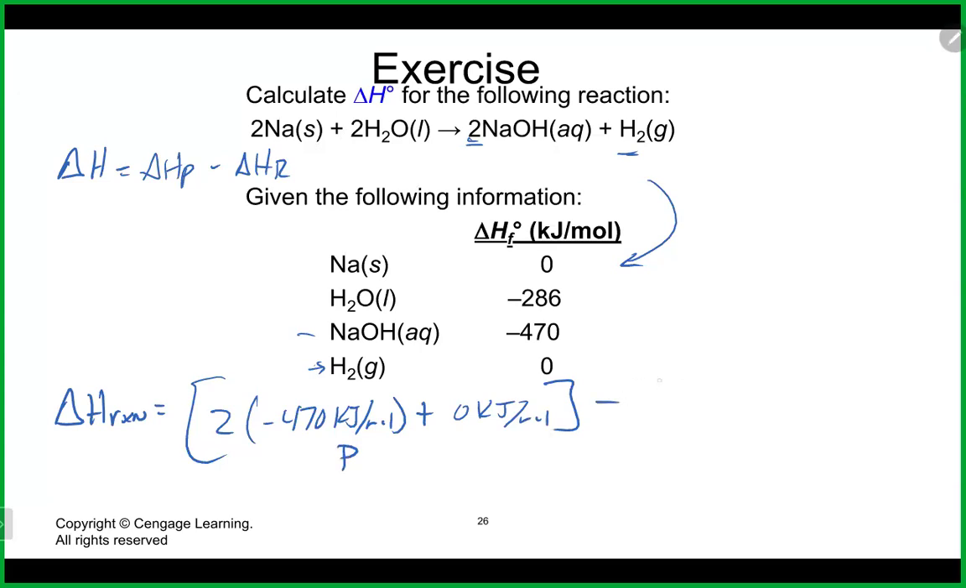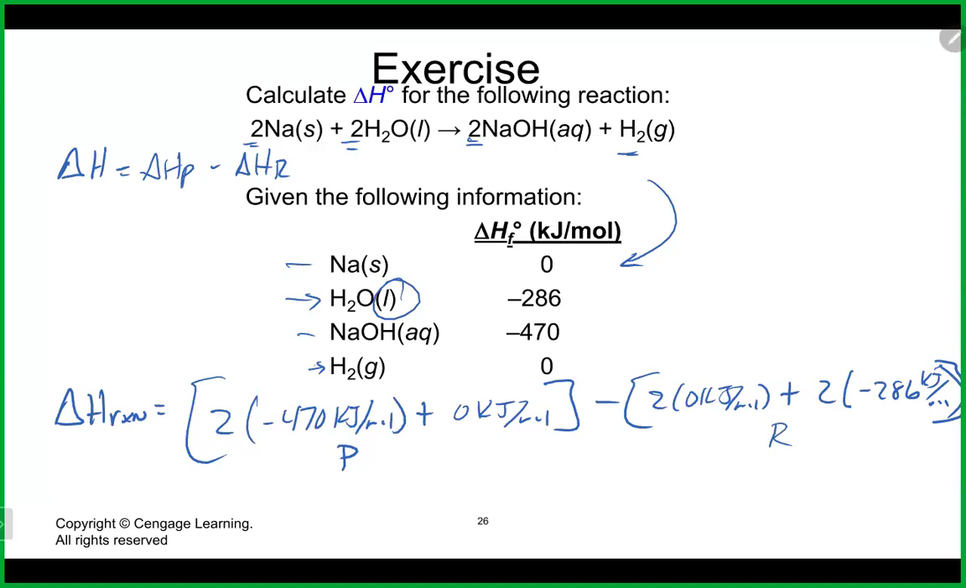We're going to subtract it and do the same thing for our reactants. So we have 2 of the sodium, which is here, so basically 2 times 0 kilojoules per mole. We're going to add it to our other reactant, which is water in the liquid state. We want to make sure, again, we find it in the correct state. If you were going to the table yourself, you also want to multiply it by the coefficient, which would be minus 286 kilojoules per mole. That takes care of all of our reactants. Any questions on that setup?